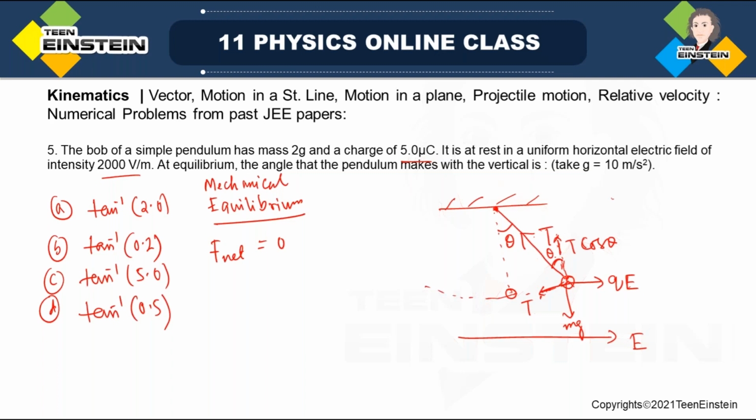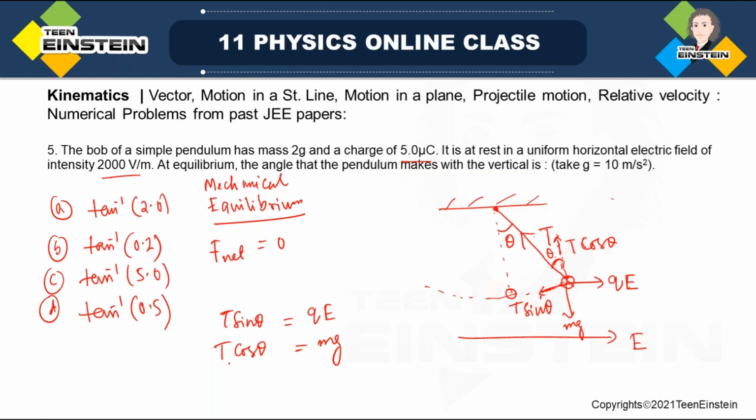That was not so correct because T was not known. If T was known, then we were done. But here, since T is not known, we have to go with breaking the component of the tension itself. So this is T sin theta, which has to be balanced by QE, and T cos theta must be balanced by the weight, so that net force will be 0.